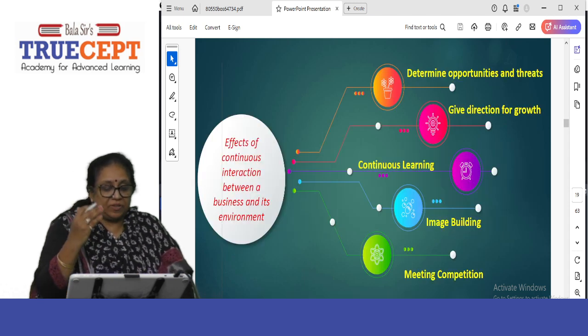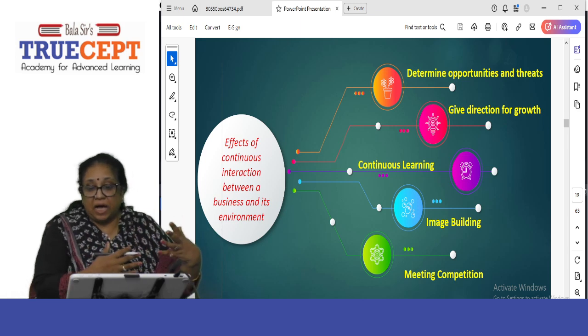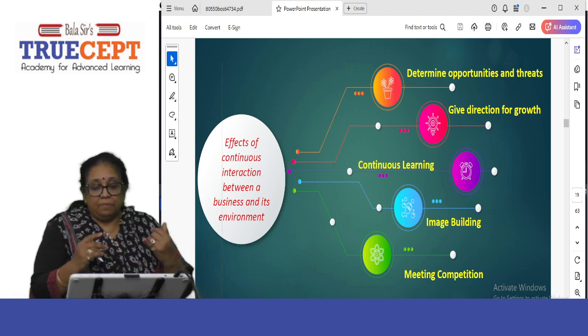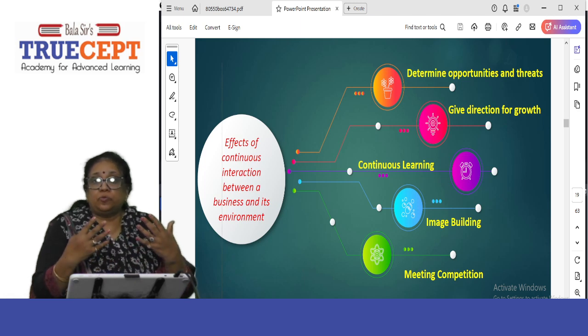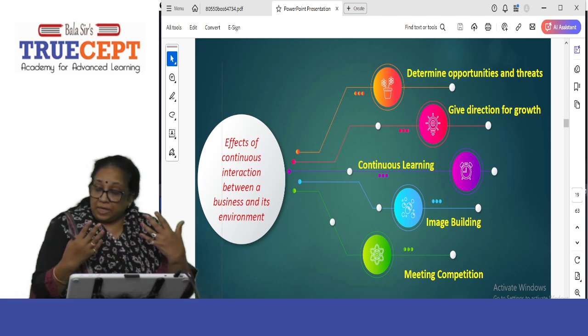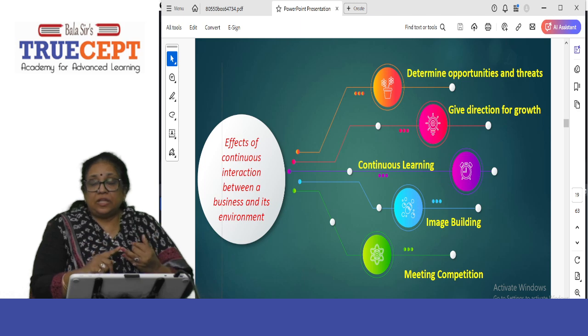If you see the effect of continuous interaction between a business and its environment, you have to tell what is the effect, because it's asked for the effect of doing it. So determine opportunities and threats. What are the opportunities that are available in the environment? What are the threats that are going to pose for your organization? Right, from competitors to vendors, whatever it is. Then you have a direction for growth. How can I expand my business?